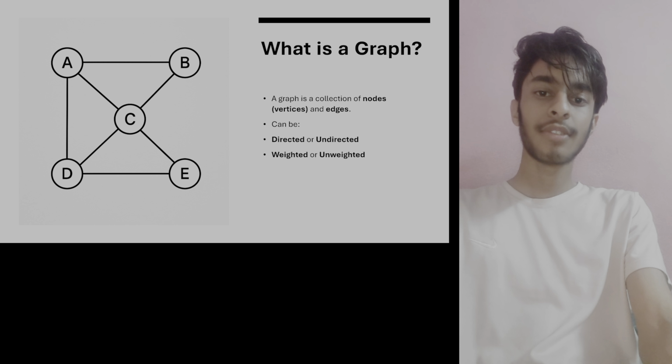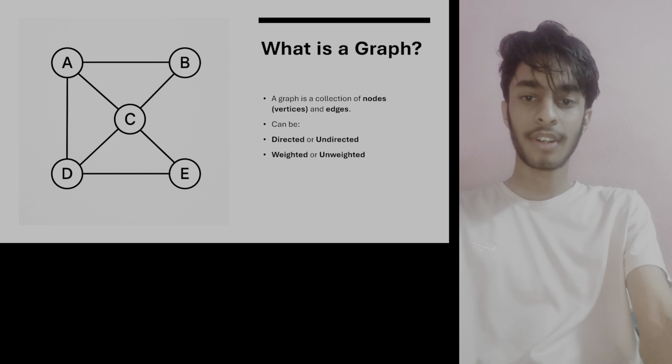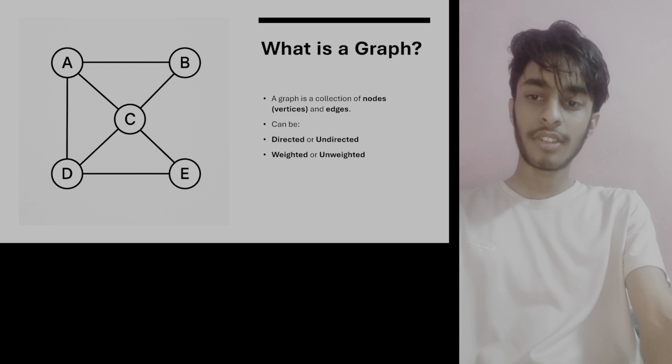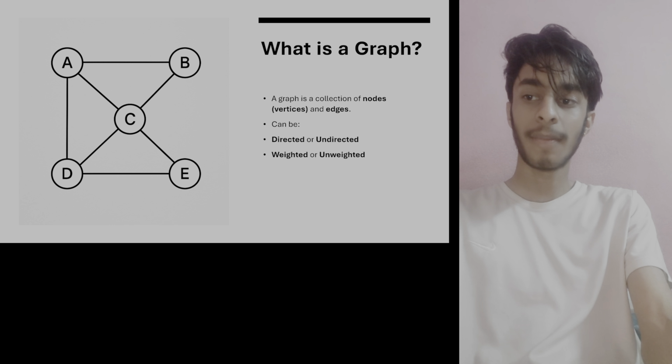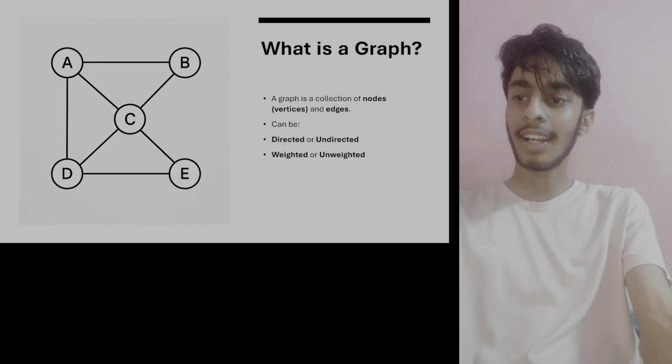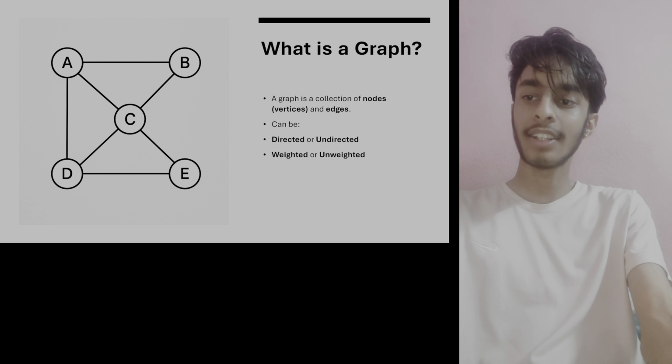Hello everyone, my name is Sulav and I'm going to explain about the graph. So basically a graph is a collection of nodes and edges where nodes represent individual entities and edges represent the relationship between them. So from this picture you can see that A, B, C, D and E are the nodes.